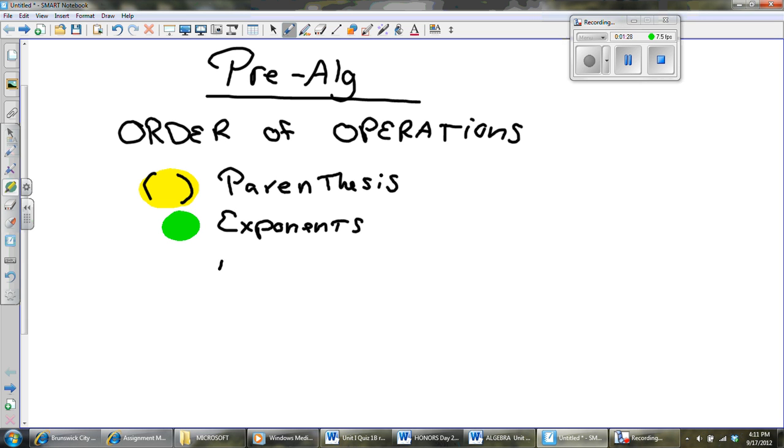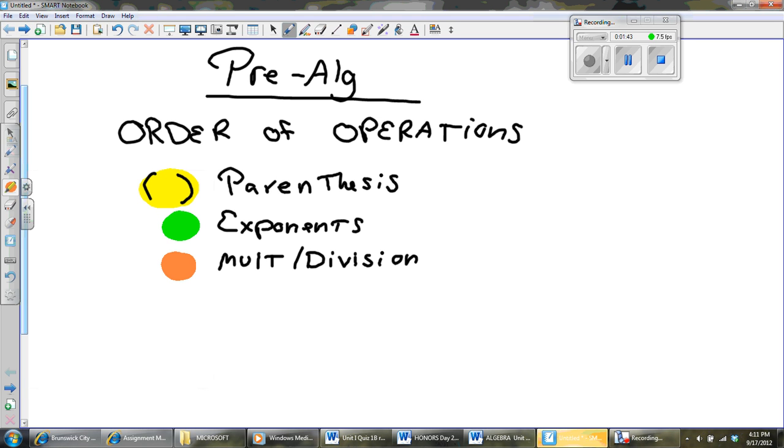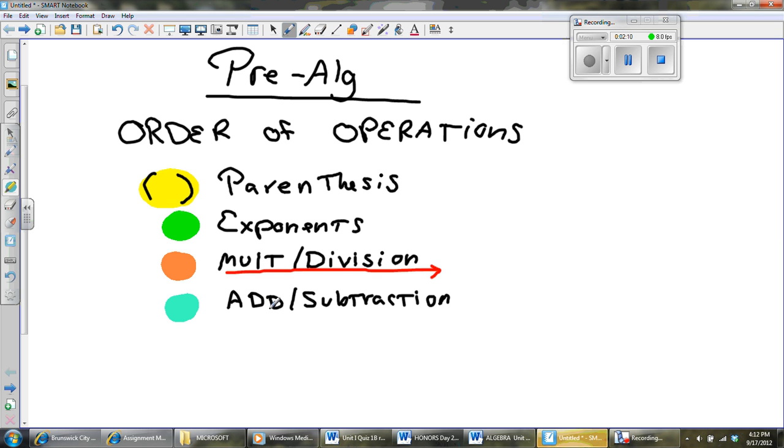Then we have multiplication slash division. Remember that they have equal value. We will highlight them in orange. And then finally, we have addition and subtraction, and they have equal value. Remember, these are the parts of the problems where we go left to right. We will highlight those in blue, and I think if you see them properly, you will be able to do these problems. I'm drawing my left to right arrow.